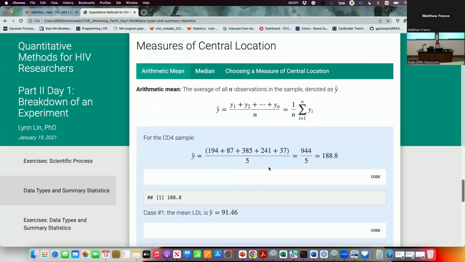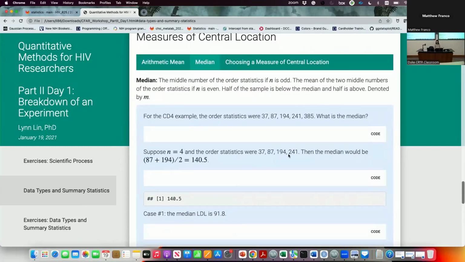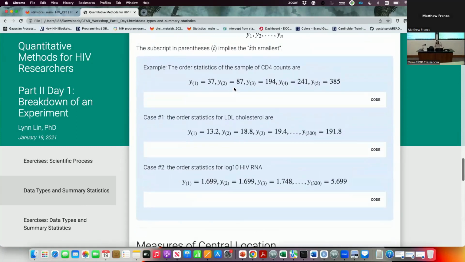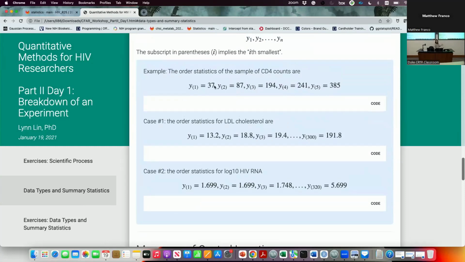So here, I think I follow what she said. In order to calculate the median, we have to order these numbers, right? So for example, if instead of 37, I increase my 37 to like 180 in this case, would that affect my median? No, right? Because 180 means this will be the second smallest, but the median is still 194, right? The median is still there.